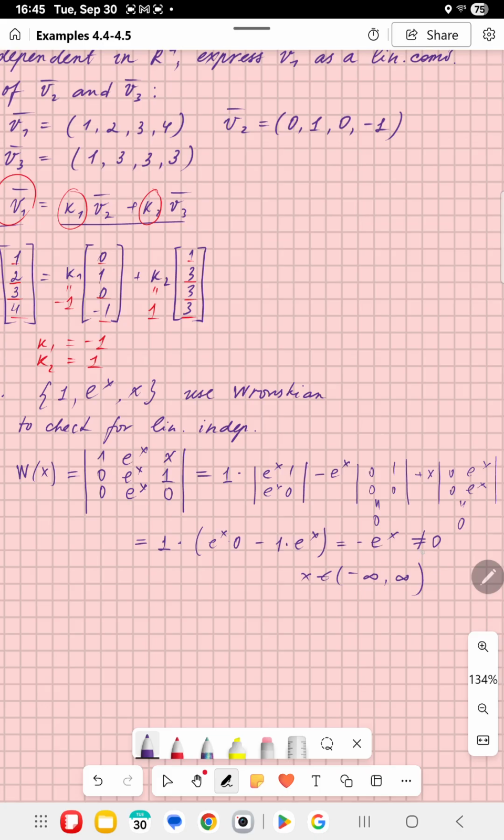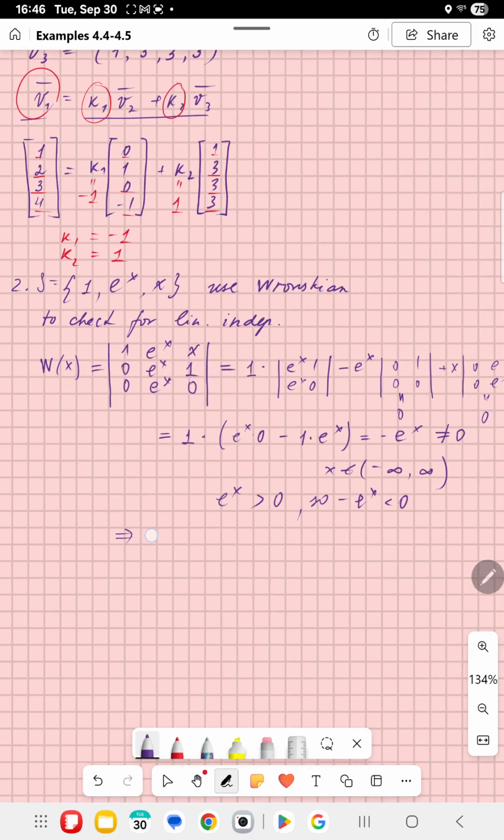In this case, we are lucky because e to the power of x is actually just a positive function. It's always greater than 0. So negative e to the power of x is always less than 0. It's never even equal to 0. Okay, so we are going to conclude that the set, I'm going to label it as S, is linearly independent.